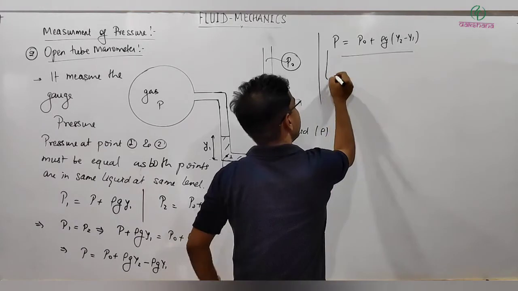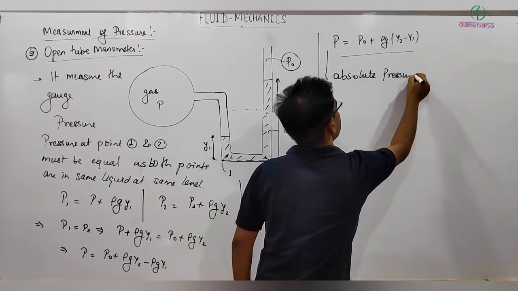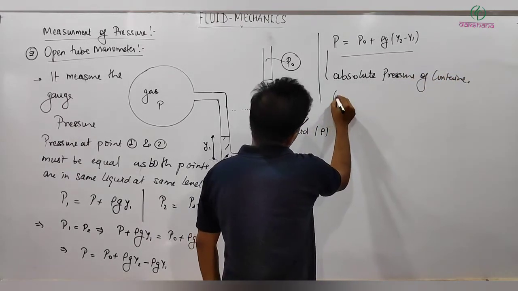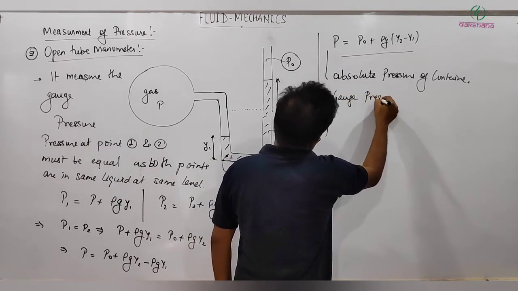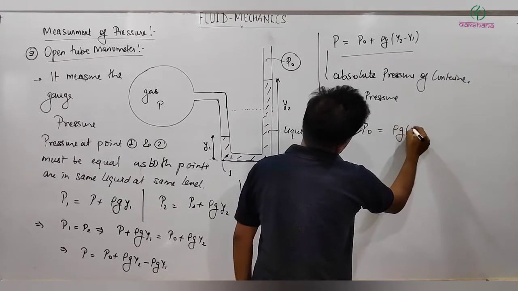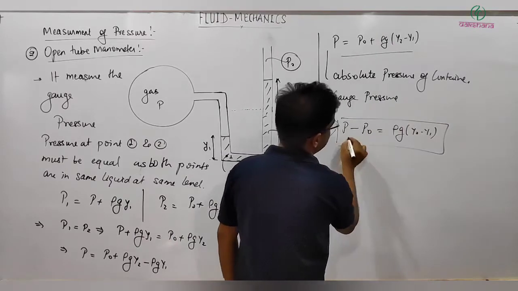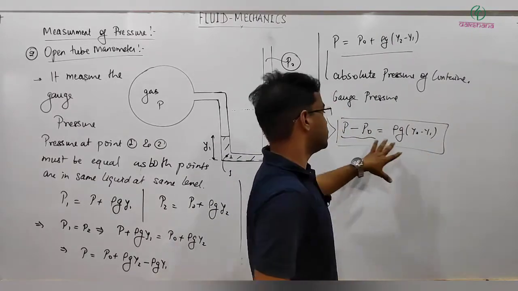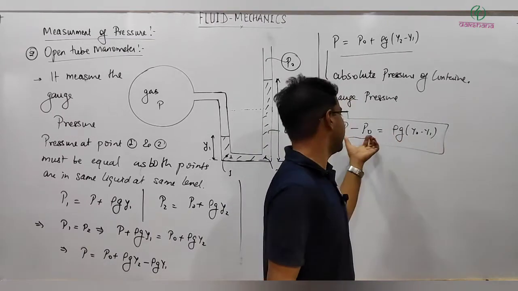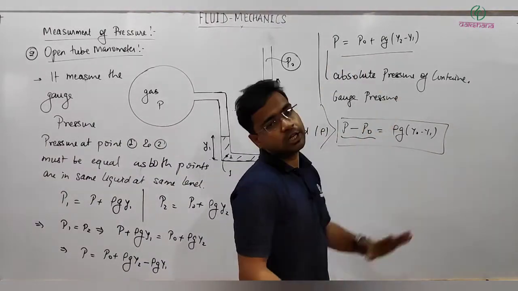So this is actually absolute pressure of container, and gauge pressure, that will be P minus P naught, equal to rho g (y2 minus y1). So this is gauge pressure that can also be measured very easily. Normally, because we know the density of the liquid, we simply measure the difference in height, then directly we get the gauge pressure, and the absolute pressure can be calculated by simply adding P atm.